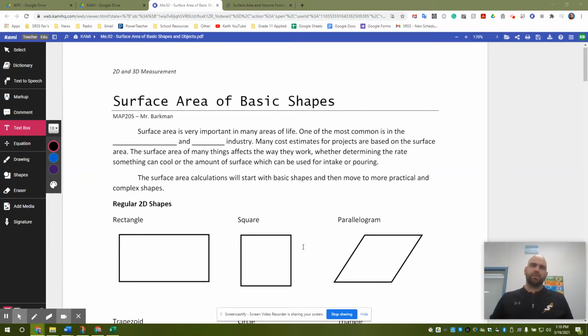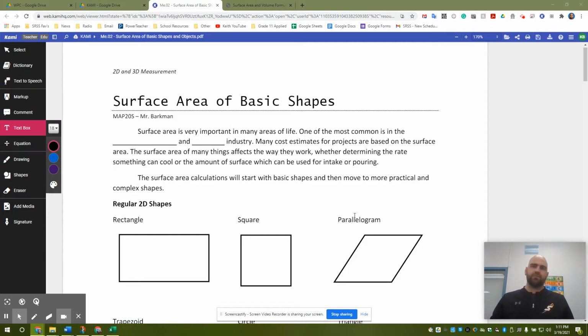All right, so in this lesson, we're going to be taking a look at surface area of basic shapes. We're going to be starting with what I would consider to be area of 2D shapes, and then we'll move into surface area of regular or basic 3D shapes, specifically prisms. Now, all these equations are on your formula page, and you can take a look at that as well. And again, we can go over those a little bit later on.